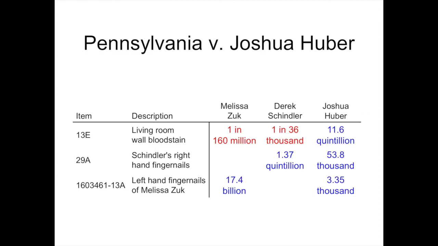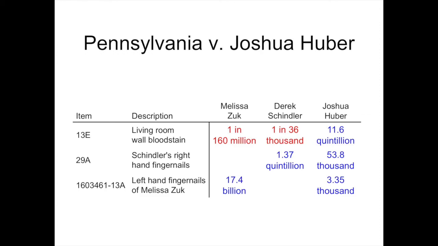So here's a match table of the type that you see in reports and in cases. The second column gives a description of evidence items. Blood on the living room wall. DNA under one victim's fingernails. DNA under another victim's fingernails. The three columns correspond to people. The first two columns are victims, the deceased. The last column is the defendant, Joshua Huber.